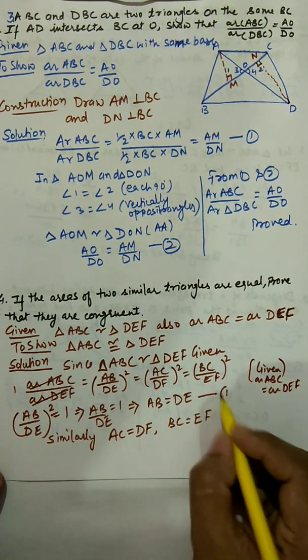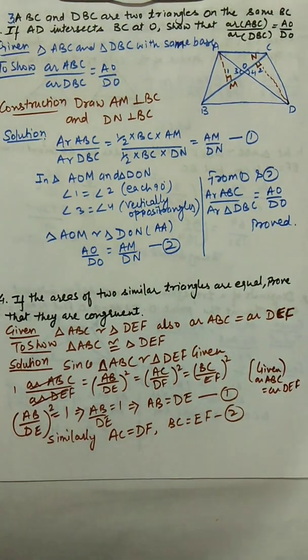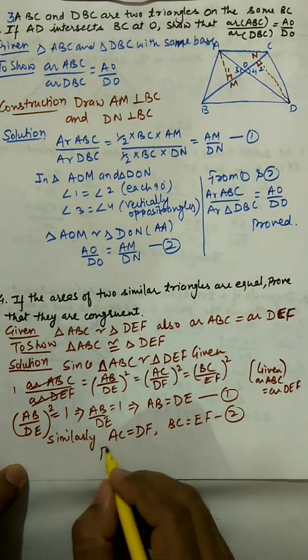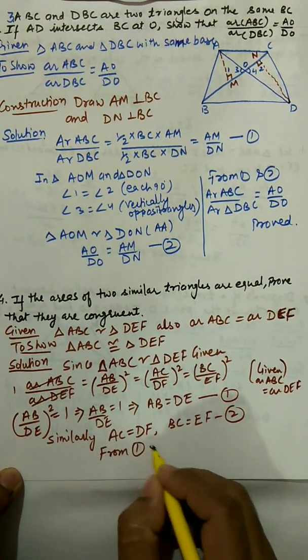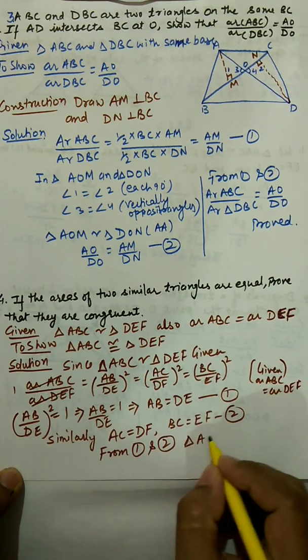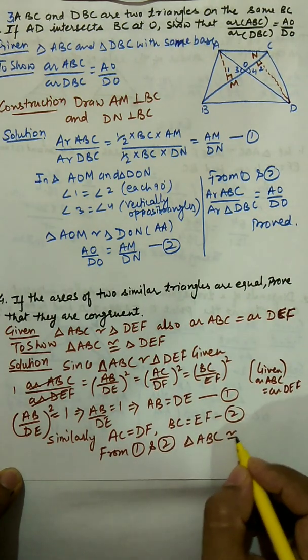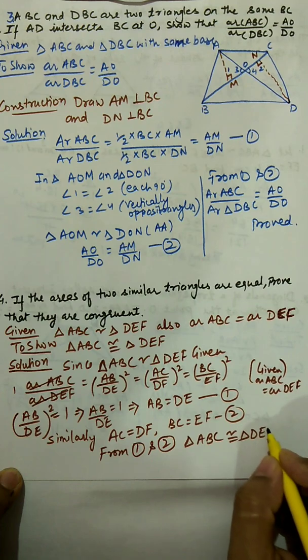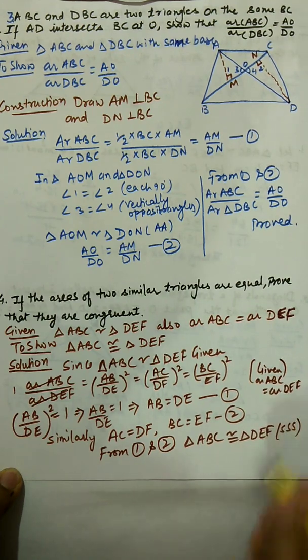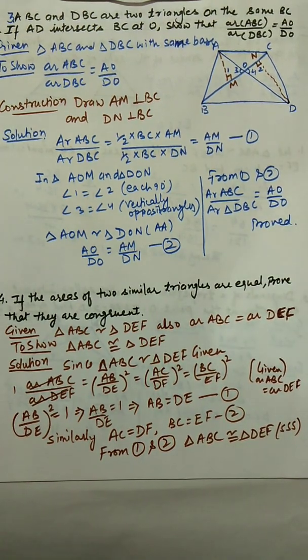So we can mark this as 1 and this as 2. So from 1 and 2 we can write triangle ABC is congruent to triangle DEF by SSS. So this we have shown.